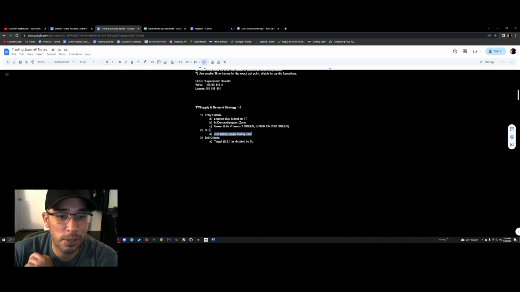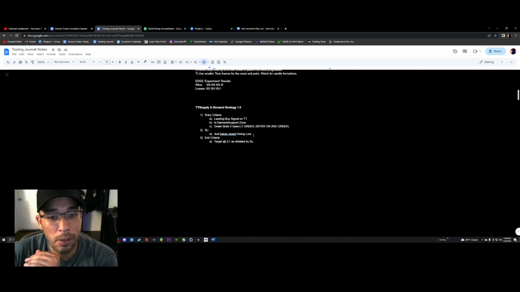Stop loss is going to be set just below the recent swing low. And then what's going to dictate our target is that stop loss. We're just going to go straight up 2-to-1 risk reward ratio, and we're not going to think anything else about it.